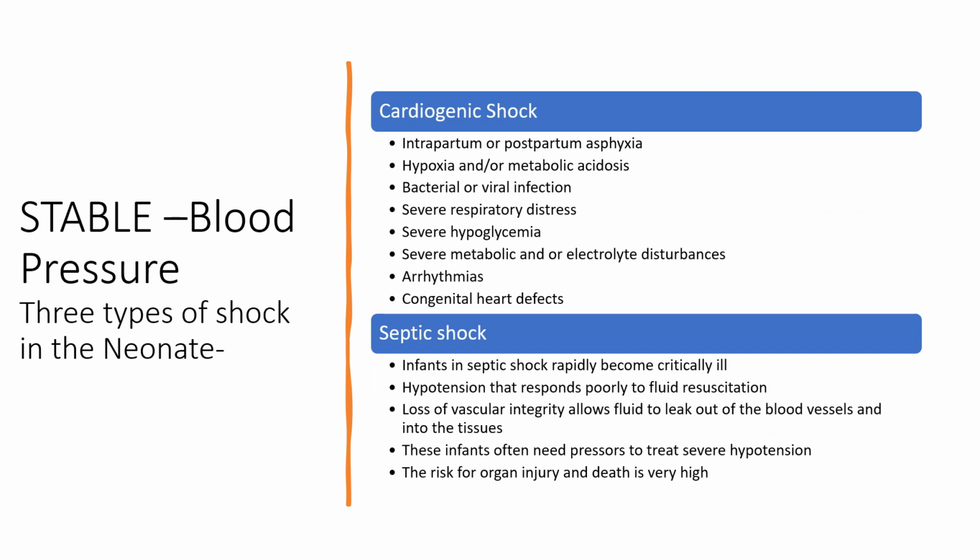Cardiogenic shock: intrapartum and postpartum asphyxia, hypoxia, or metabolic acidosis. Bacterial and viral infections, all these. We can also see all the same reasons that we can see in adults, the same that we can see in kids.